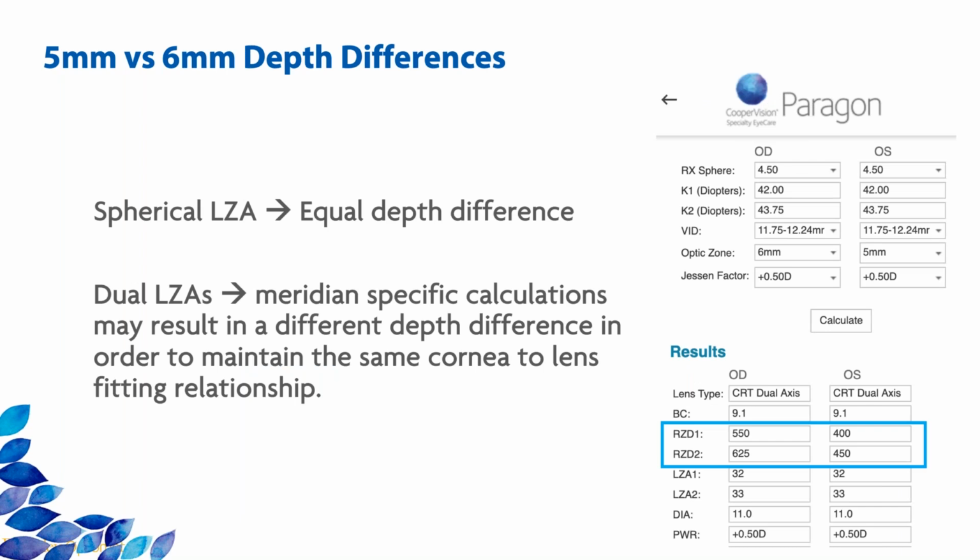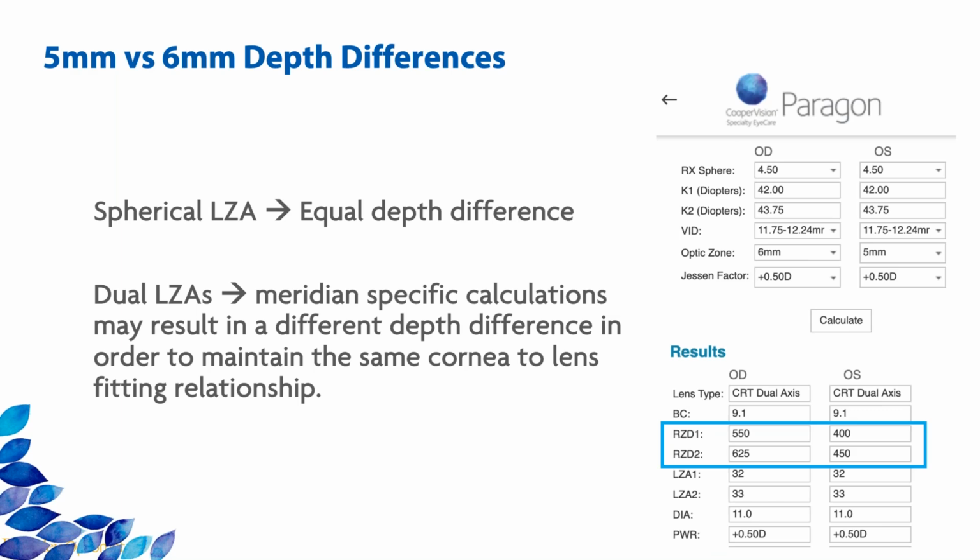Another common question, especially if you're someone who is used to fitting CRT dual axis lenses, is why would my RZD depth difference, or the difference between RZD1 and RZD2, potentially look different between the 6mm OZD design and the 5mm OZD design? If your 6mm lens design had a spherical LZA result, then the depth difference between the 5 and 6mm OZD will be the same. For example, if you had 100 micron RZD depth difference in the 6mm lens design, you should still see 100 micron depth difference in the 5mm lens design.